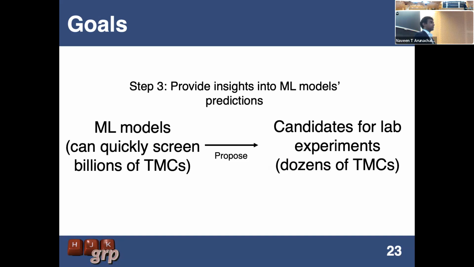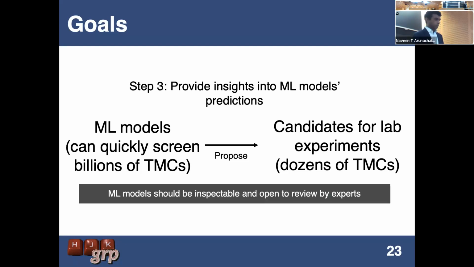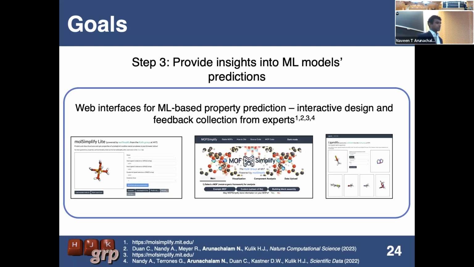And the third thing that we'd want to do once we develop these machine learning models is to provide insights into the machine learning models' predictions so that we can provide candidates for lab experiments that people can understand the reasoning behind why those candidates were proposed. So a goal here in this step is that our machine learning models should be inspectable and open to review by experts.